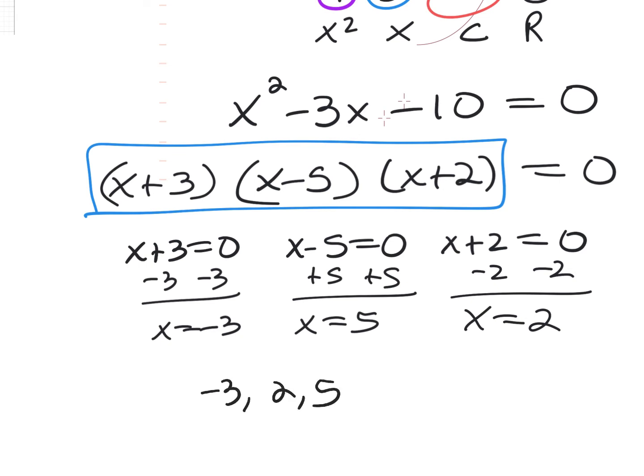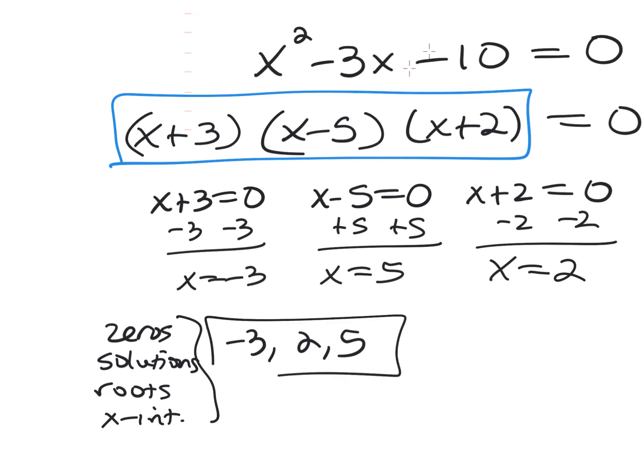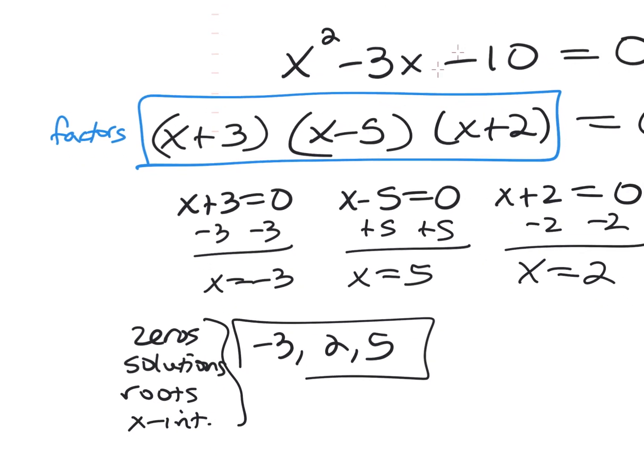These are zeros. These are the solutions. These are the x-intercepts. So these are zeros. They're also called solutions. They're also called roots. They're also called x-intercepts right here. But these guys in the blue box, these are the factors. Thank you. -2. Thanks. Good catch. All right, everybody good?